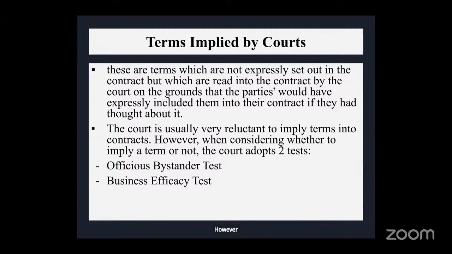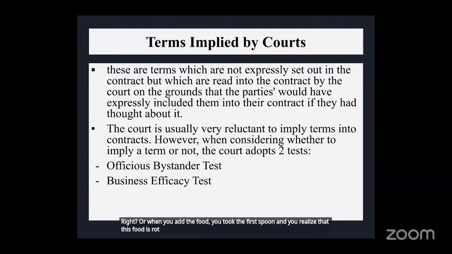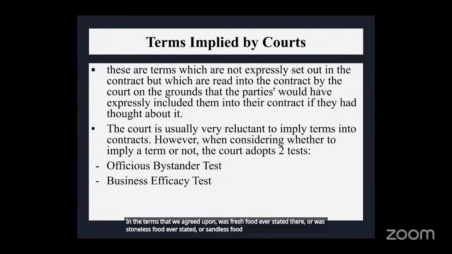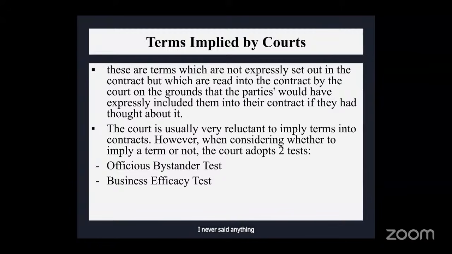However, when you ate the food, there was lots of sand in it, right? Or when you took the first spoon, you realized that this food is rotten, this food is spoiled. And you tell the seller, how do you sell such rotten food and expect me to pay for it? And the seller says, did we agree that I will sell you fresh food? In the terms that we agreed upon, was fresh food ever stated there? Or was stoneless food, or sandless food, ever stated there? There is no such term in the contract that we entered into. I never said anything about it. You never said anything about it.